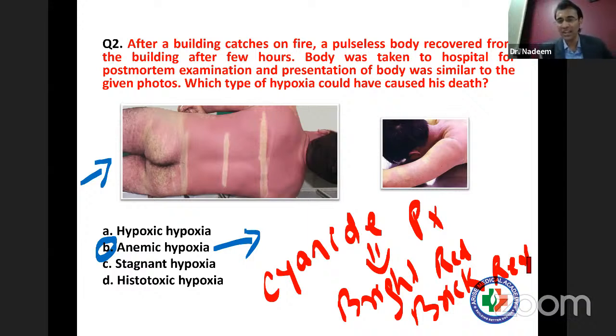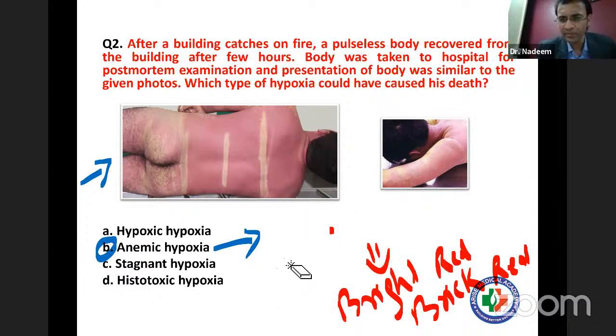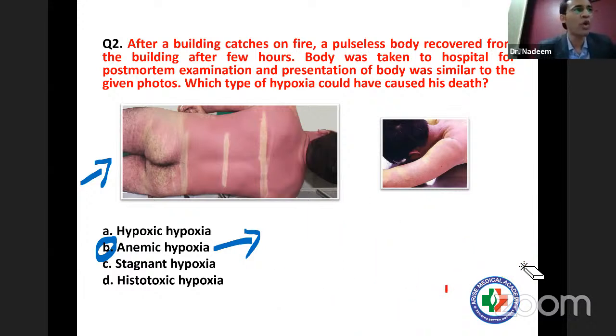But please understand that one more question can be asked here related to the poisoning. What actually does cyanide do? Please tell me. Cyanide is going to block what? Answer me, please. See, I can see your answer. Please understand, what actually does cyanide do?